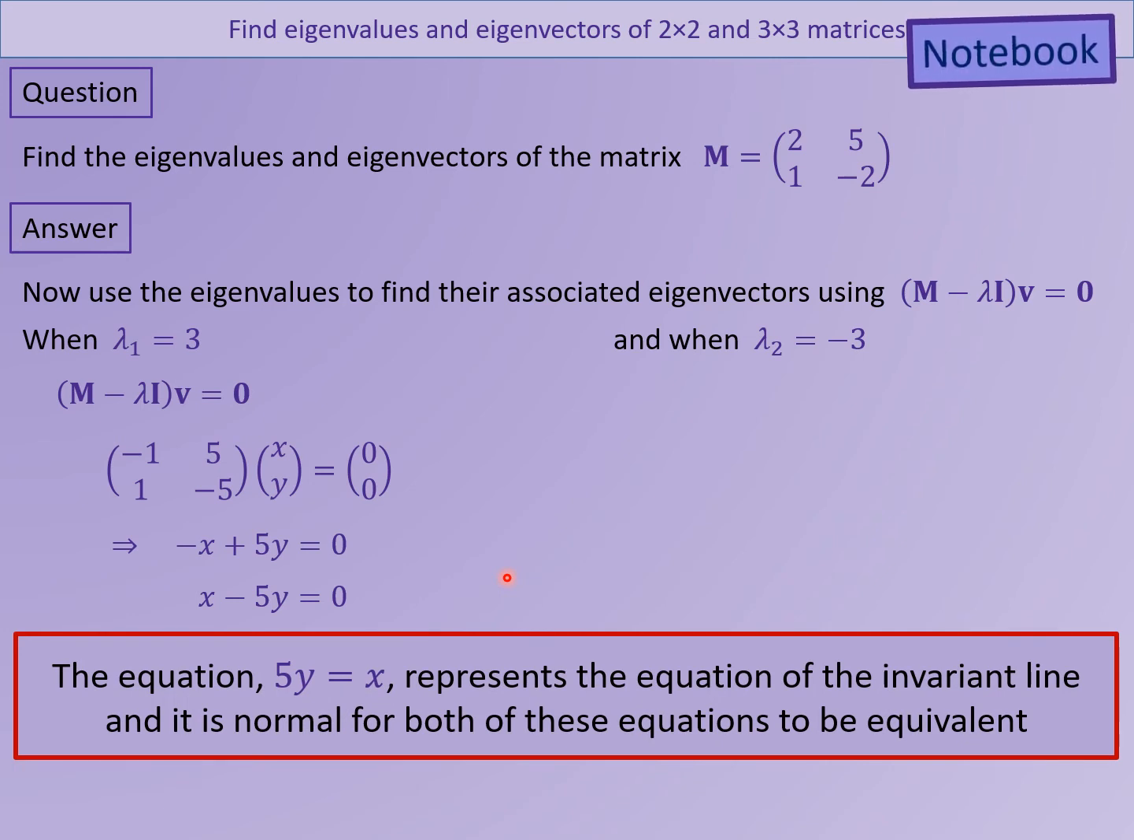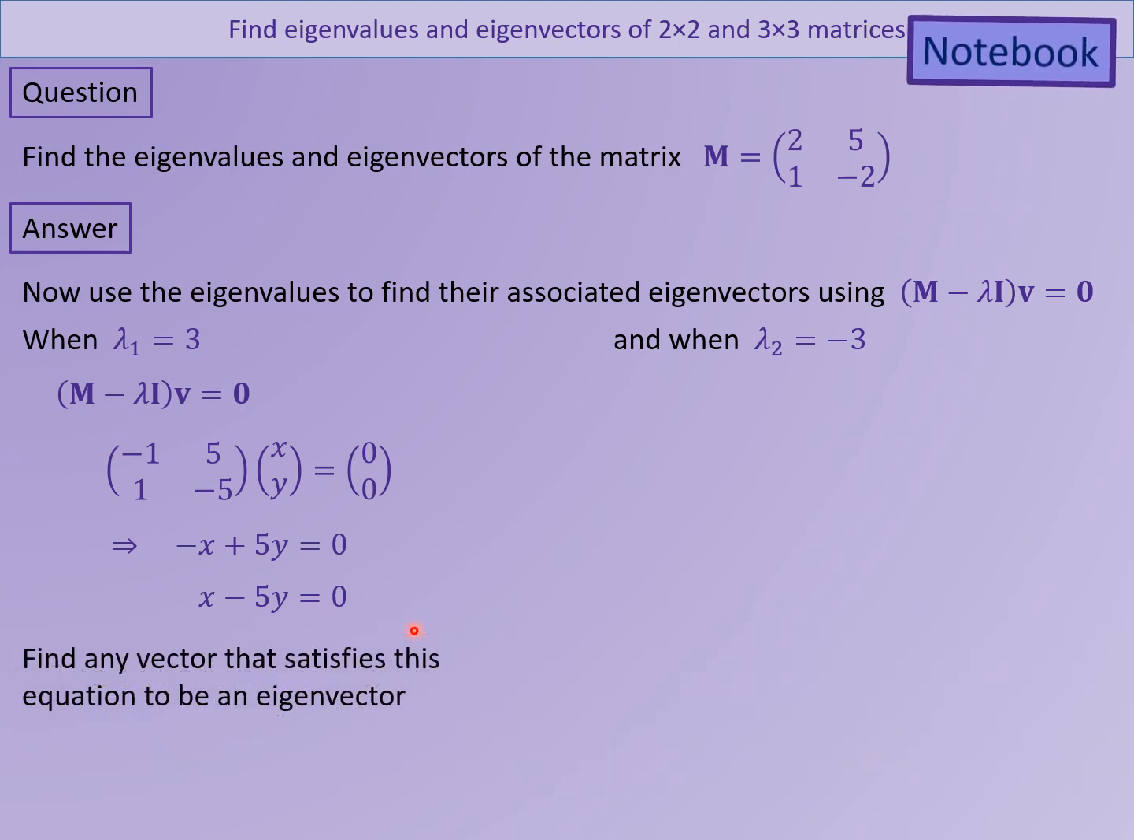Notice that you could rearrange it to get 5y equals x, and that will be your invariant line. The line 5y equals x does not change under that matrix transformation. So if you're asked to work out the invariant line, you can use it in that sort of format. It is also, like it says there, very common for these two things to be exactly the same equations. So don't be surprised if that happens. It should happen most of the time.